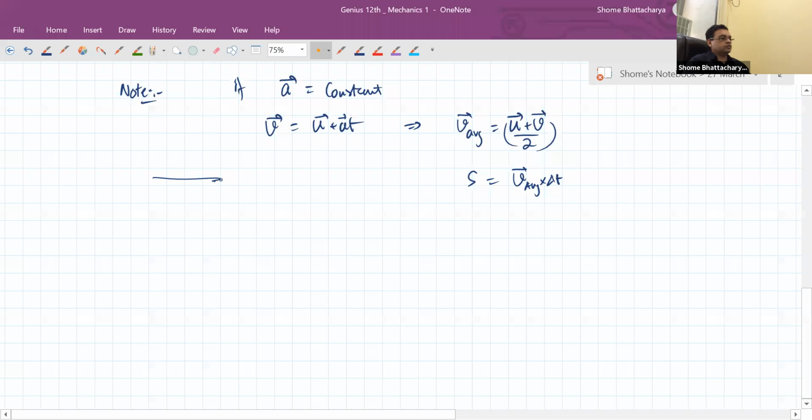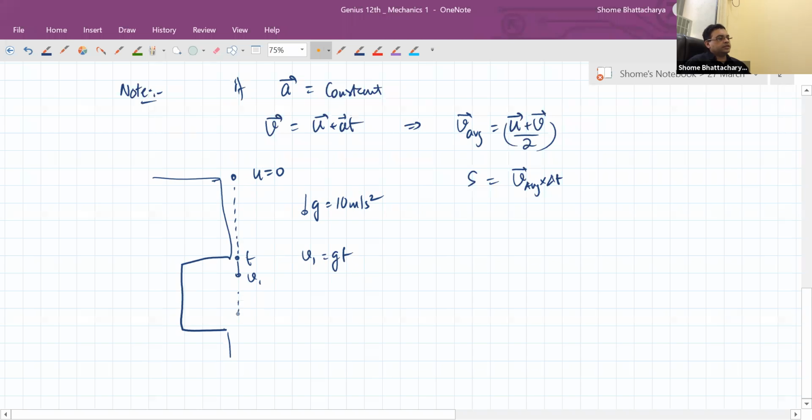When the ball started from here, u was 0 and it has an acceleration of g equal to 10 meters per second square. So if it reaches here at some time t, then this velocity v1 is equal to gt. And then it reaches here with a velocity v2, let's say, at t equal to t plus delta t. And this distance from here to here is h.